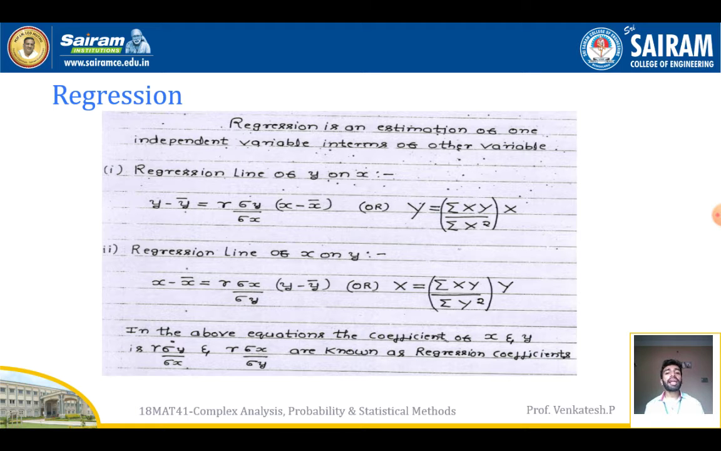The regression line of x on y is given by x minus x bar is equal to r sigma x by sigma y into y minus y bar, or alternatively we can take the formula capital X is equal to summation XY by summation Y square into capital Y. Here capital X is given by x minus x bar and capital Y is given by y minus y bar. In the above equations, the coefficients of x and y are r sigma y by sigma x and r sigma x by sigma y. In the first one, the coefficient of x is r sigma y by sigma x. In the second one, the coefficient of y is r sigma x by sigma y. These are known as regression coefficients.